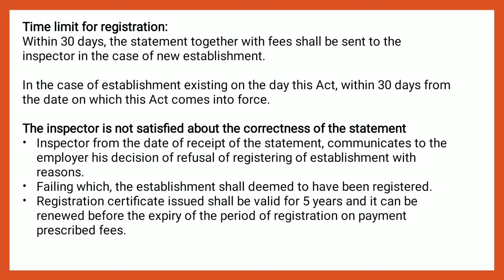If the inspector is not satisfied about the correctness of the statement, what will he do? The inspector will communicate to the employer his decision to refuse to register the establishment with reasons. If he does not communicate, the establishment shall be deemed to have been registered. The registration certificate is valid for 5 years. Afterwards, what will happen? The registration certificate shall be renewed before the expiry of the period of registration on payment of prescribed fees.